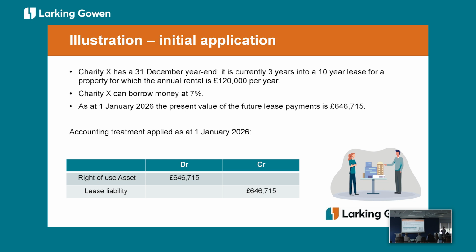What happened in the 3 years so far, we don't have to worry about that. We don't restate comparatives. We don't restate our opening balances. We're only interested in the future. So if you discounted the 7 years' worth of £120,000 to today's value at 7%, you'd end up with a figure of £646,000. So on day one, 1st of January 2026, we will record in our accounts an asset of £646,000 and then a liability of the same amount. So on adoption, it doesn't change our net assets at all. We're not changing our funds, we're just increasing our assets and increasing our liabilities.